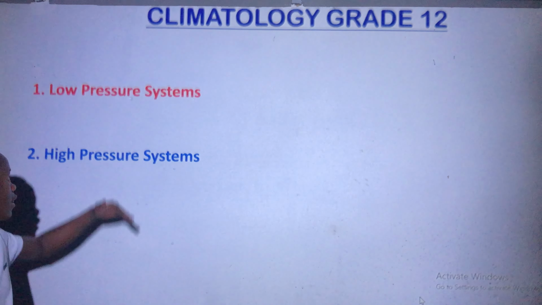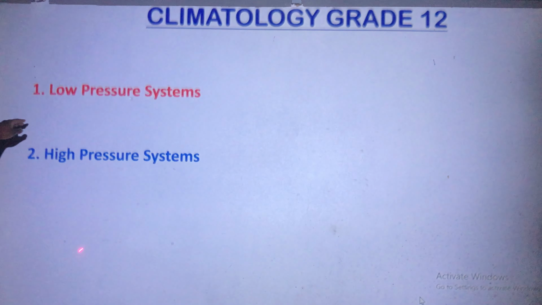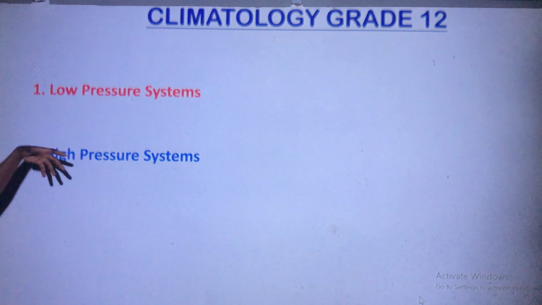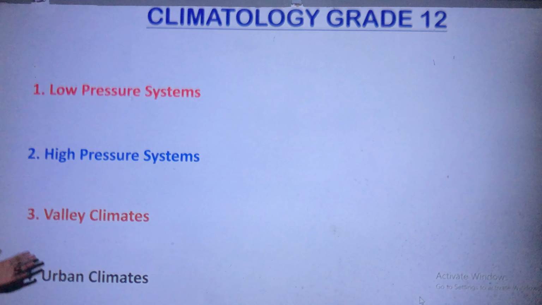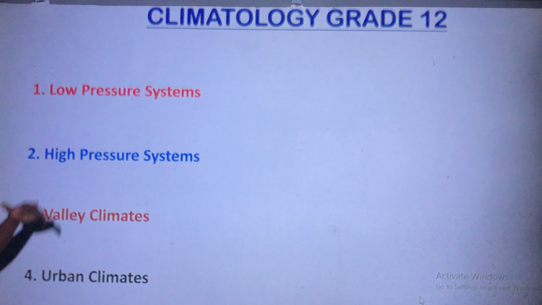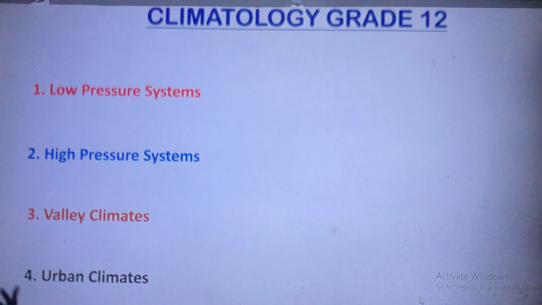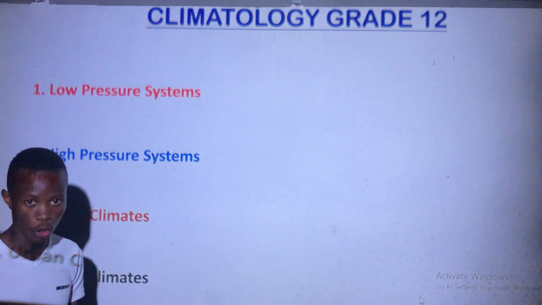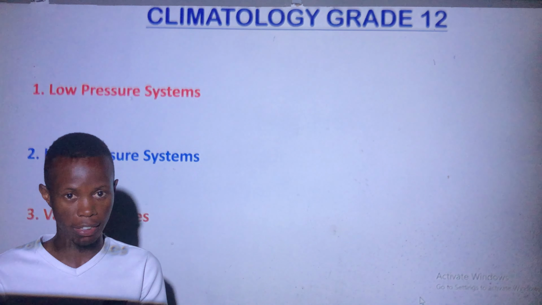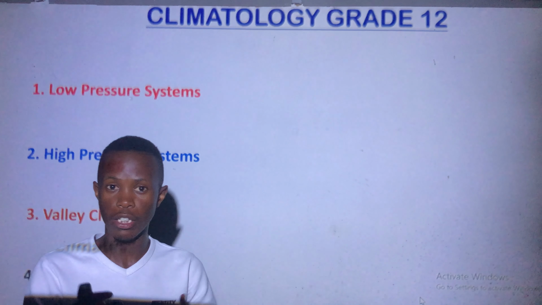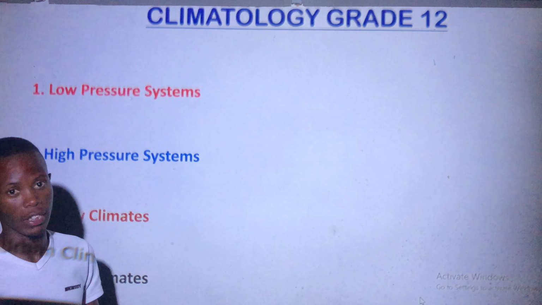So firstly is the low pressure system, and secondly we have our high pressure systems. Then moving on from that, we have valley climates, and the last one is urban climates. You just need to know them in this order, as we'll be dealing with them in this order in this video. Today it will only be an introduction, and in my second video we're going to focus on the low pressure systems.